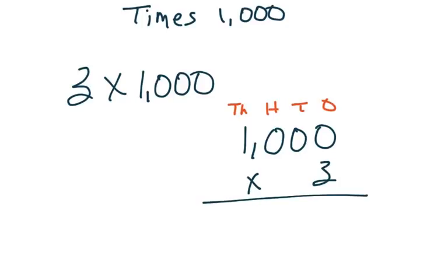Well, we have nothing in our ones place, so we end up with 0. 3 times 0 tens is 0. 3 times 0 hundreds is 0, comma, and 3 times 1,000 will give us 3,000.